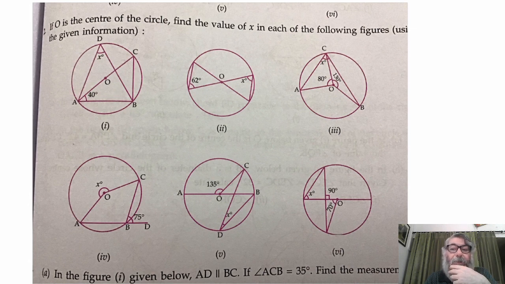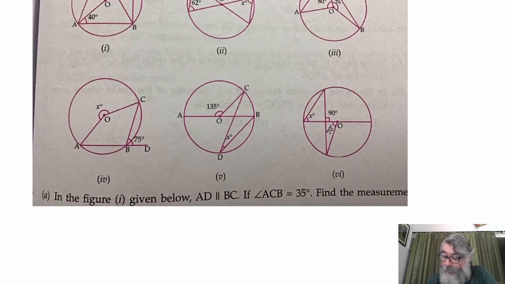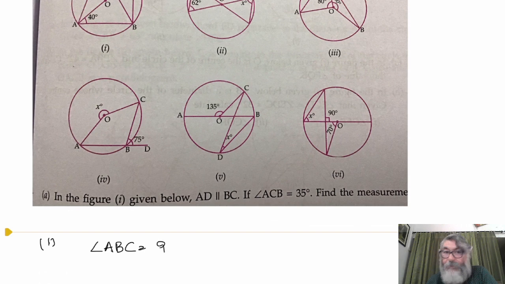AC is diameter. Diameter divides the circle into two equal halves. Each half is a semicircle. An angle in a semicircle is right angle. So in this figure, angle ABC will become how much? Right angle. First part, angle ABC will be equal to 90 degree.